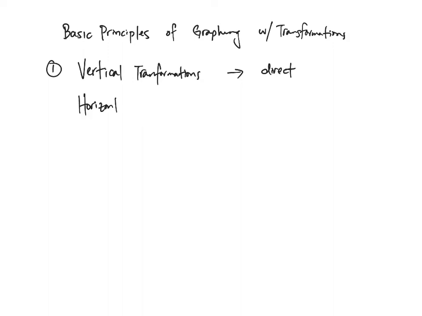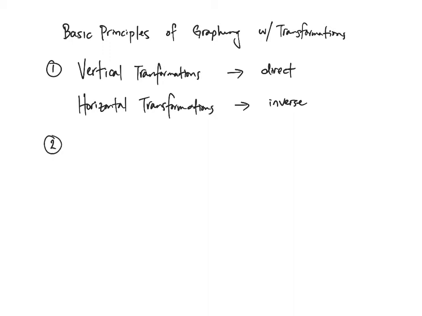Whereas horizontal transformations are always the inverse of what they appear. So if you have an x plus 2 inside the parentheses, instead of going to the right, which is what you would associate with the plus, you go to the left. And if it has a 2 times x inside the parentheses, instead of multiplying the x values by 2, you're going to multiply by 1/2 or divide by 2. So that's the first basic principle. Vertical transformations are direct, horizontal transformations are inverse.